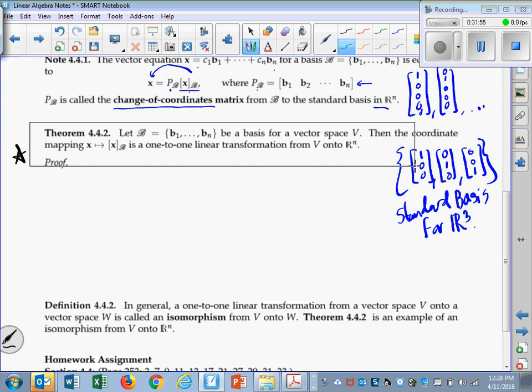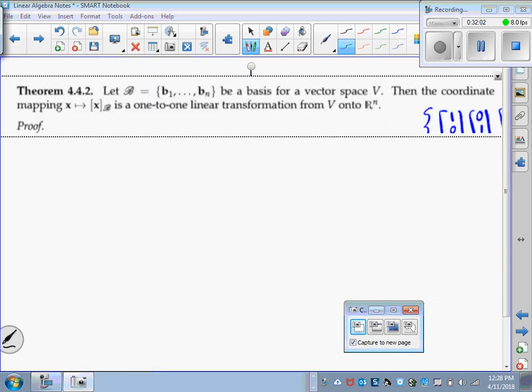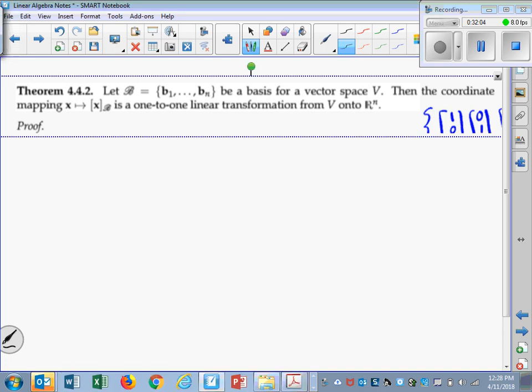So how do we start here? Let's read it and see what it says. Let B be a basis for a vector space V. So that means that if you span B1 through Bn, you get all of the vector space V, every single vector you could possibly want in V. Then the coordinate mapping from any vector x in V to the B coordinates of the vector x, which is just in Rn. We have n vectors here, so Rn is a 1-to-1 linear transformation from V to Rn.